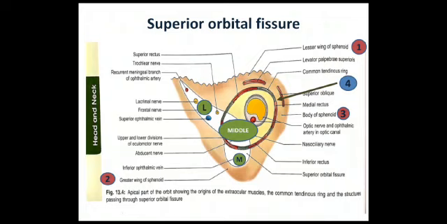We have the annular tendinous ring of Zinn, which is demonstrated as number 4, which arises from the spine of the greater wing of the sphenoid, encircles the optic canal, and thereby divides the superior orbital fissure into 3 compartments: the medial compartment, the lateral compartment, and the middle compartment. So various structures are going to pass through each of these compartments, which you can read in detail in your osteology.